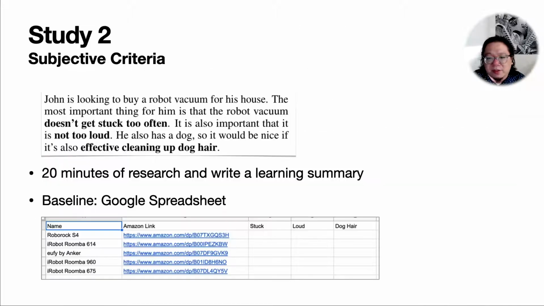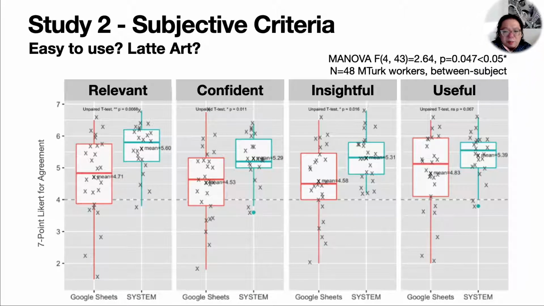We also tested criteria that were more subjective using a fixed persona. Participants conducted 20 minutes of research and wrote a summary of what they learned during that time. So we labeled the summaries and found that MASH participants were significantly more focused, confident, and insightful compared to participants who used Google Sheets as the baseline.